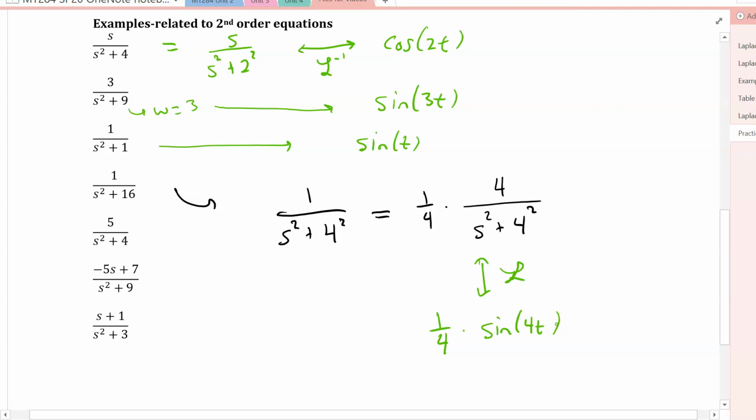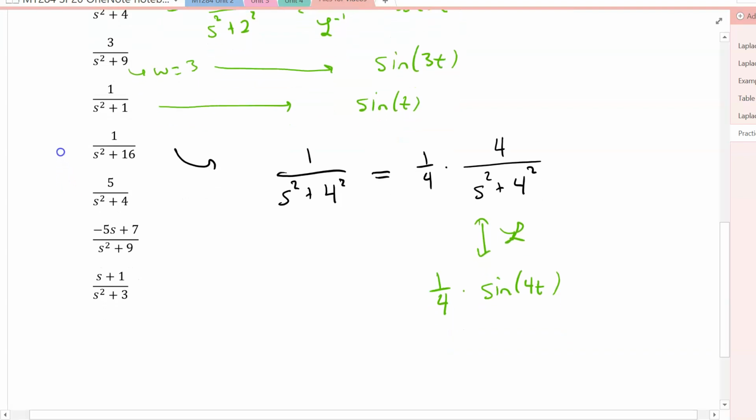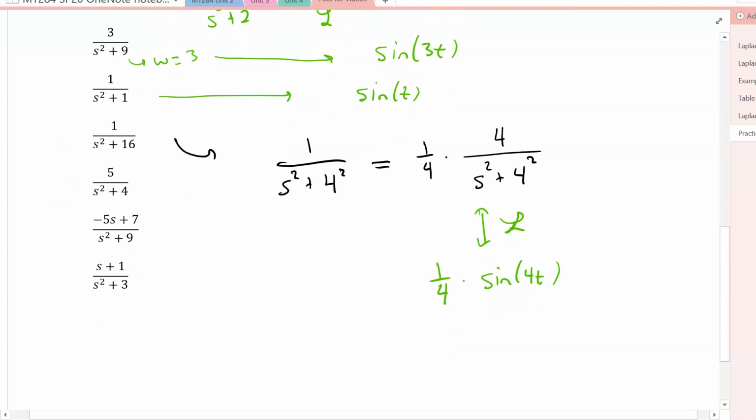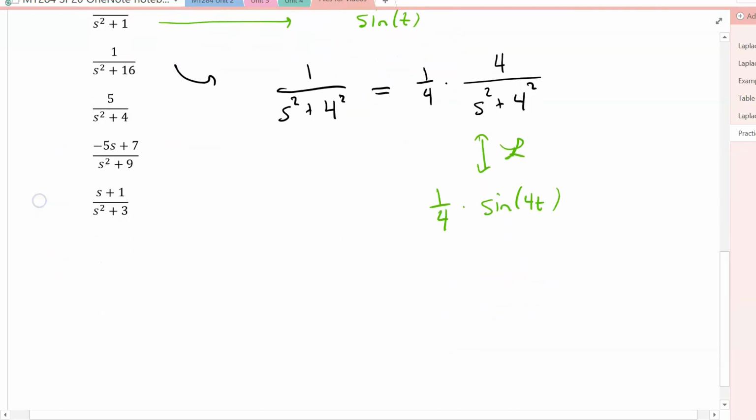Those kinds of manipulations are going to become commonplace when we're using the Laplace transform to solve certain initial value problems. All right, let's do the next few examples to finish this off. Looking at this one here, 5 over s squared plus 4.